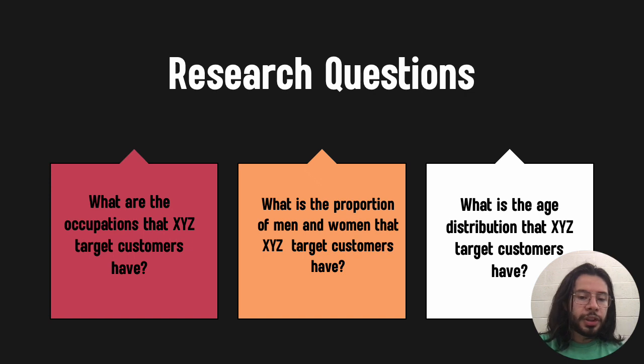So our research questions for these visualizations that we wanted to create in this web application are three. What are the occupations that XYZ customers have? We also wanted to ask about the proportion of men and women of these customers. And finally, what is the age distribution of this population?